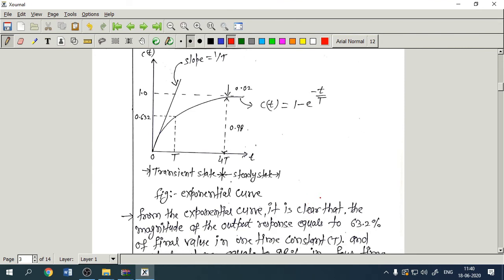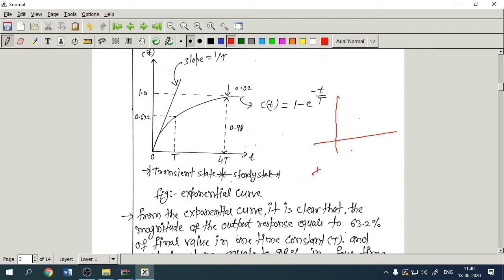Here is a graph. It's the exponential curve for the first order system when we are giving the unit step input. This is the output C(t) response with respect to t, and that is the graph. Suppose this is the exponential graph, and how will we plot this graph?